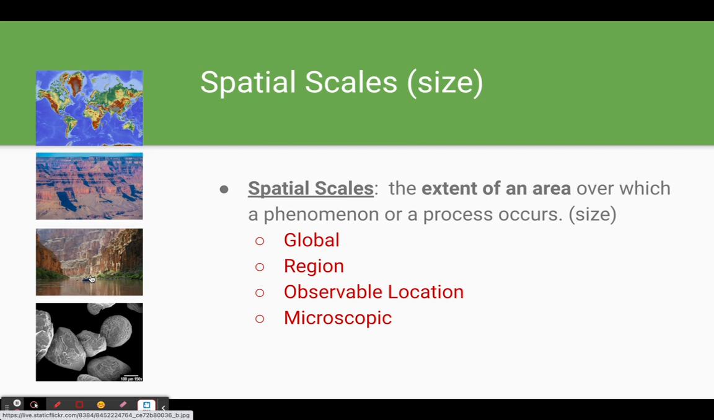Your classroom can be an observable location. The TV in your couch is one of my favorite observable locations because I can see all of it from where I am. The last, these are grains of sand, and they are microscopic. We talked about these in our first unit, how they're too small to see. So drawing them in scale allows people to understand the process and phenomenon.